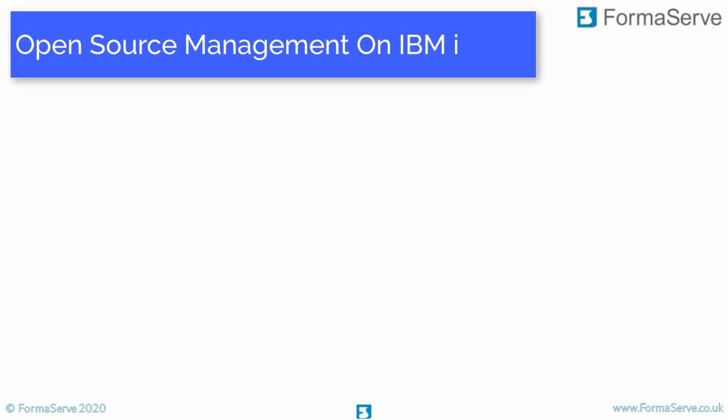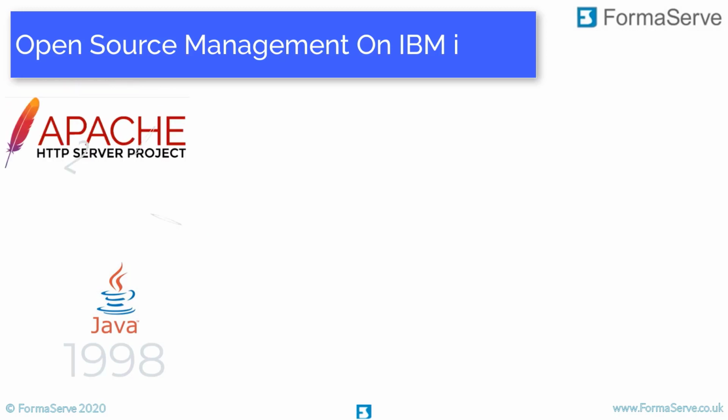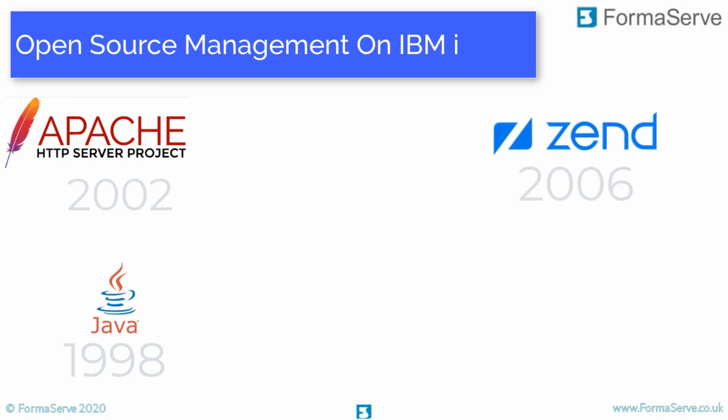Let us go back a few years and see when open source first raised its head on IBM i. In 1998, JT Open appeared, the Java toolkit. In 2002, we had Apache HTTP server. In 2006, Zend and PHP popped up and announced Zend Server availability. There have been some announcements in the last couple of months that affect this. I'll be covering those later on.